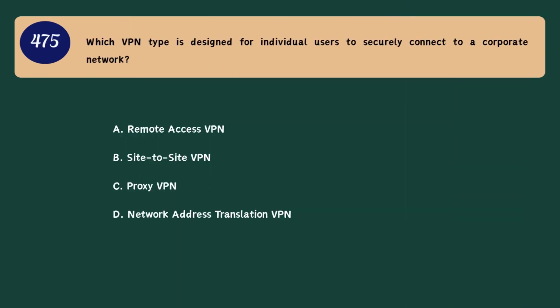Question 475. Which VPN type is designed for individual users to securely connect to a corporate network? A. Remote access VPN. B. Site-to-site VPN. C. Proxy VPN. D. Network address translation VPN.